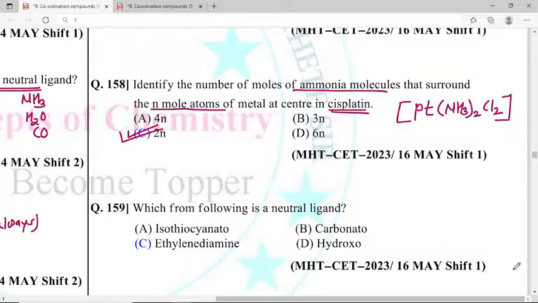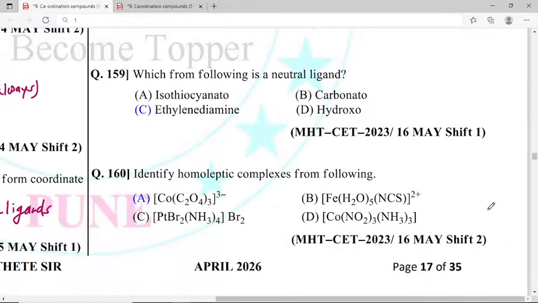Which from following is a neutral ligand? Ethylene diamine. Ethylene diamine stands for en. En is a neutral ligand. Isothiocyanate, NCS minus. Carbonato, CO3 2 minus. Hydroxo, OH minus. Okay, so what is the neutral ligand here? Ethylene diamine is the neutral ligand.